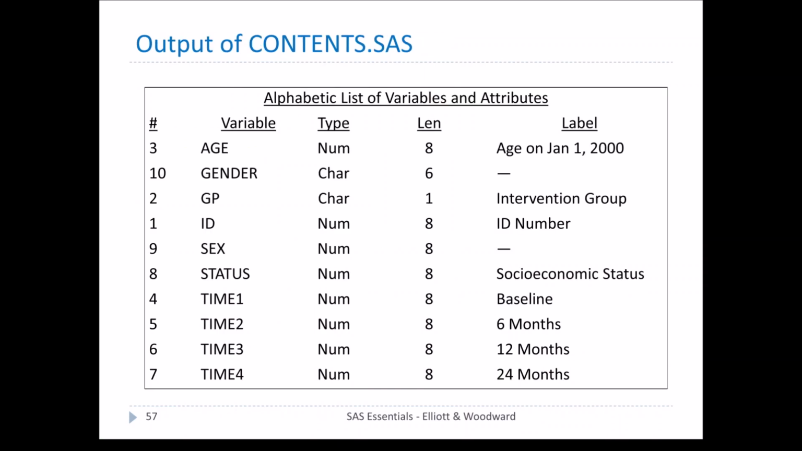Here's an example of that data set list. And as we can see, variable 3, it alphabetizes them. So the third variable in the data set is age, numeric type, length of age, and it has a label, age on January 1st, 2000, and so forth.